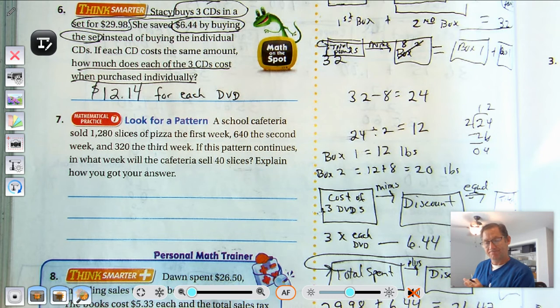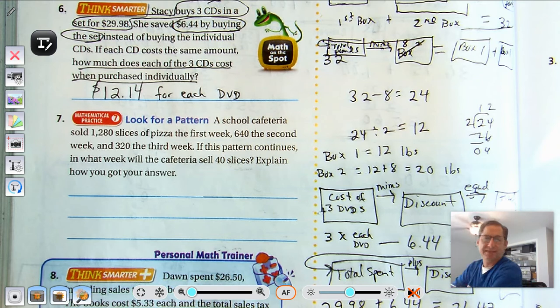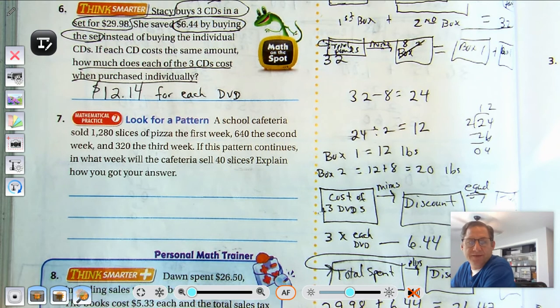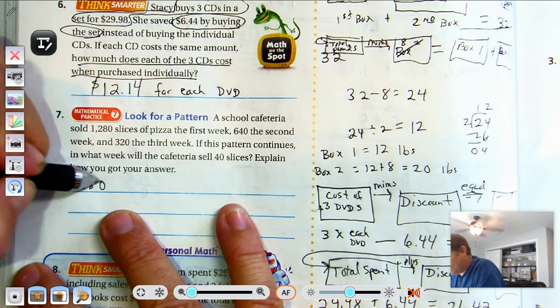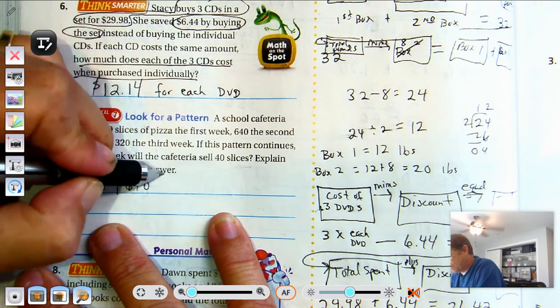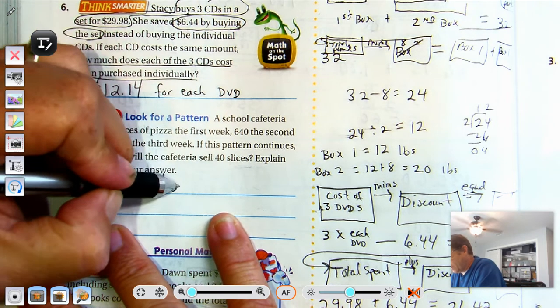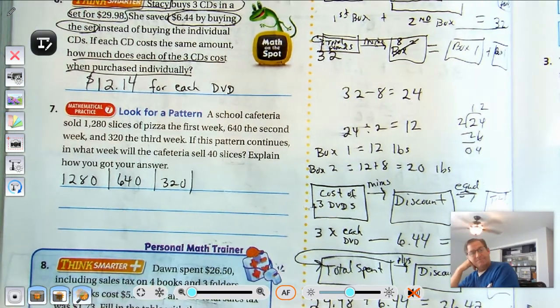Okay, number 7. A school's cafeteria sold 1,280 slices of pizza the first week, 640 the second week, 320 the third week. If this pattern continues, in what week will the cafeteria sell 40 slices? Well, we're just basically working on a pattern here, right? So let's see. 1,280. Then it went to 640. Then it went to 320. And we want to get down to 40, right?